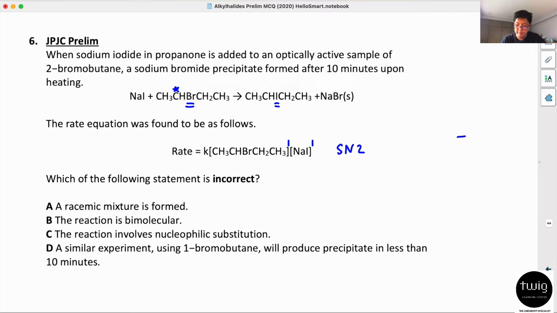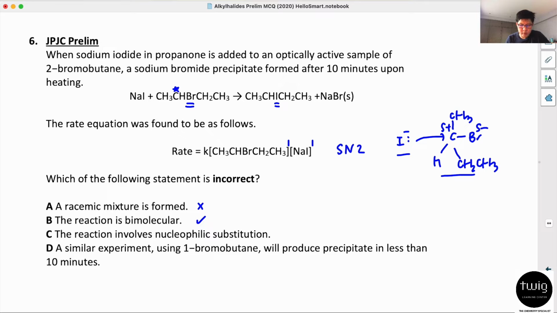So you have a compound like this, SN2. I put a CH3, CH2, CH3. The nucleophile in this case, I minus, will be attacking this carbon that has a partial positive charge. This is the SN2 mechanism. Option A, a racemic mixture is formed. This is wrong. A racemic mixture is formed only if it undergoes SN1, not SN2. Option B, the reaction is bimolecular. This is true. Bimolecular means it's an SN2 reaction. There are 2 reactants in the slow step, so that's why it's called bimolecular. So this is true.